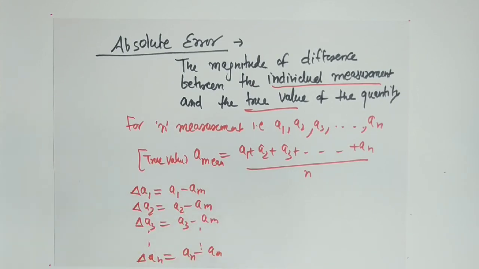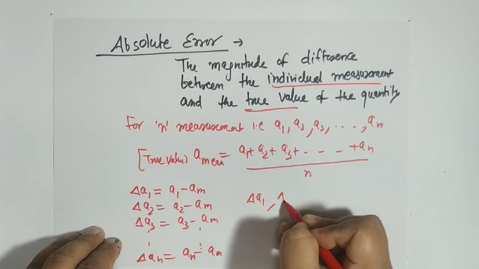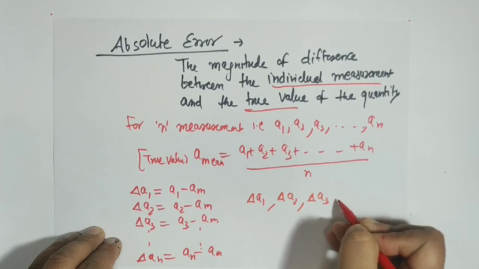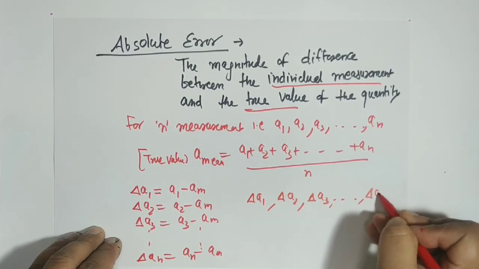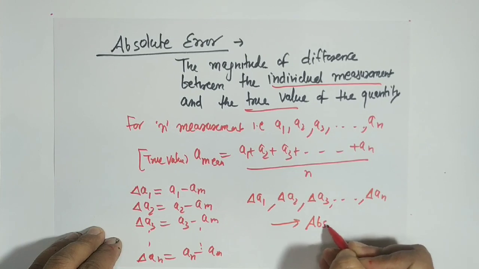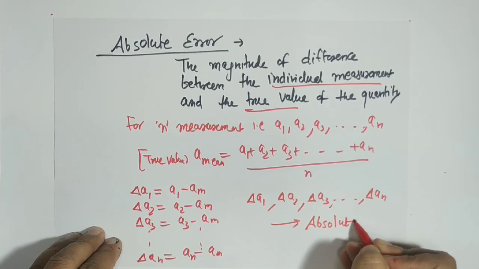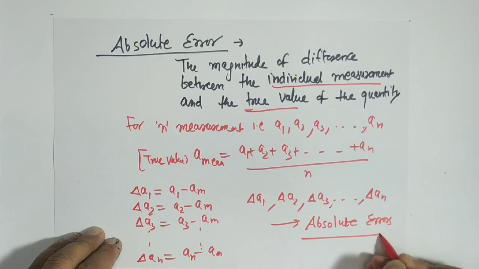See these values, delta a1, delta a2, delta a3. These are all what? Absolute errors. So I can say that delta a1, delta a2, delta a3, ..., delta an are the absolute errors. Got it? And then there is a term, mean absolute error. Can you find out the mean absolute error? Yes, mean absolute error means the mean value of these errors.